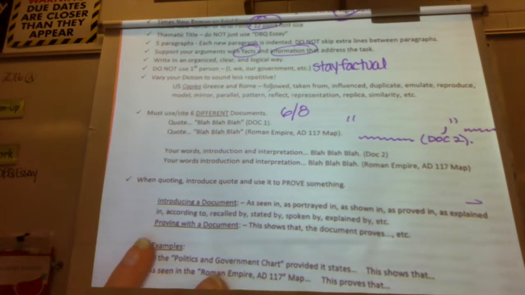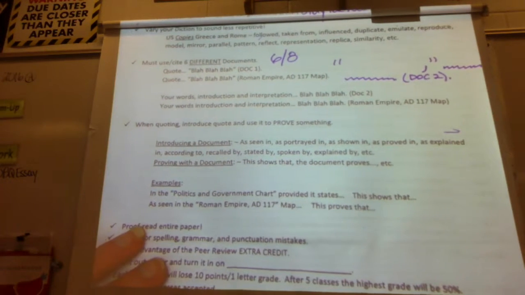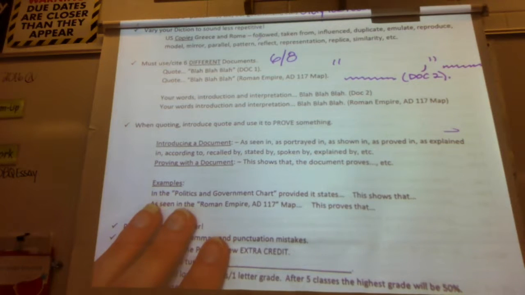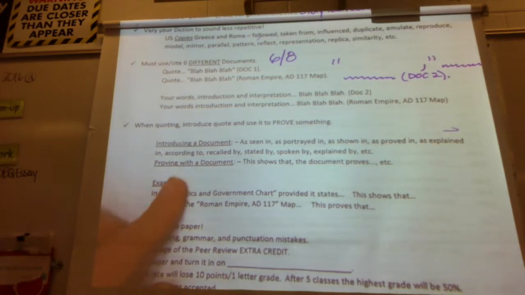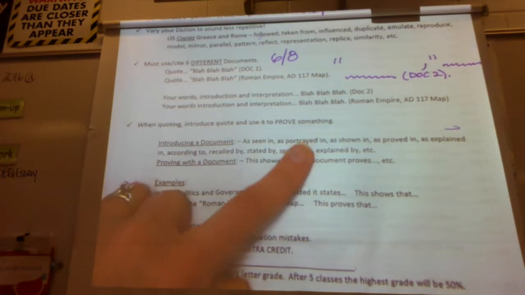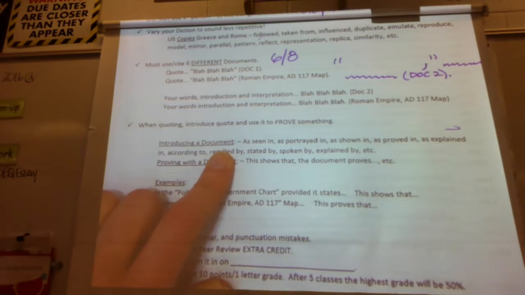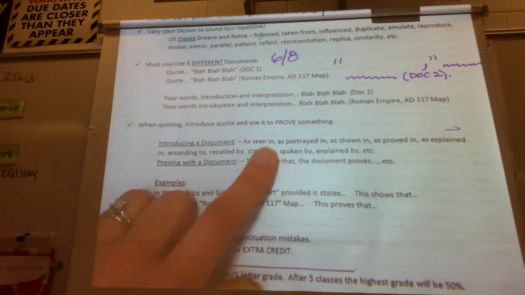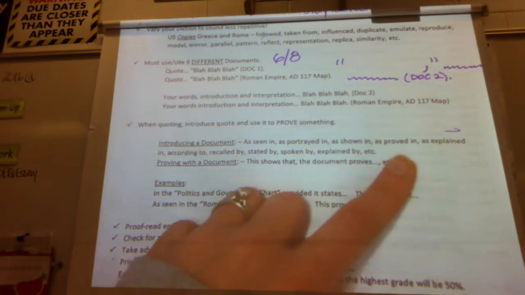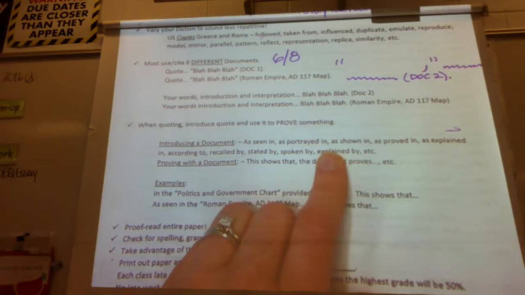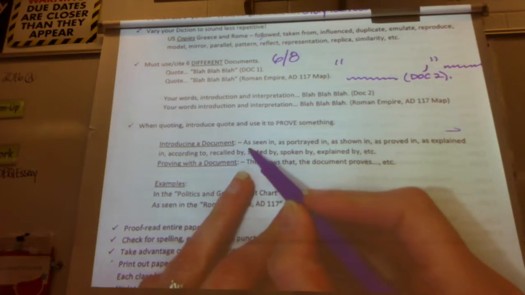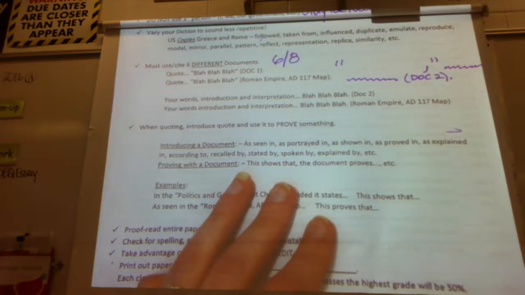All right, when quoting or introducing a quote, you need to use it to prove something. You don't just throw a quote down and then walk away. You got to tell me why you put that quote there. So I've given you some examples or some starters. So when you introduce a document, as I said, you don't just throw it in there. You want to set it up for the reader. So as seen or as portrayed, as shown, as proved. I've given you lots of different examples. Maybe as you use them, you can cross them out. That'll make your writing sound varied and not repetitive.